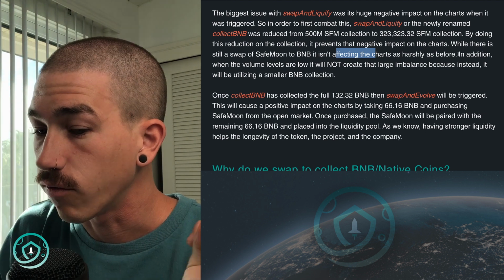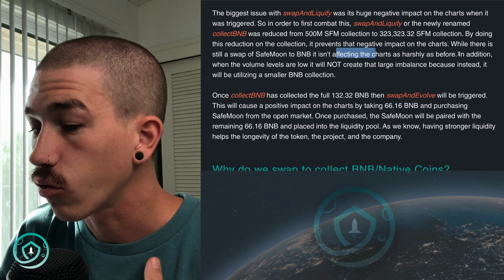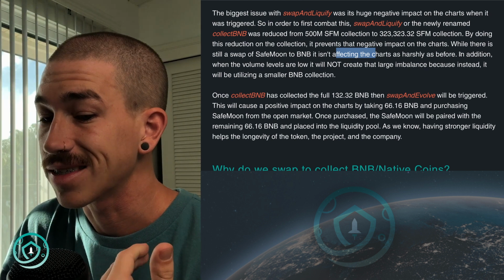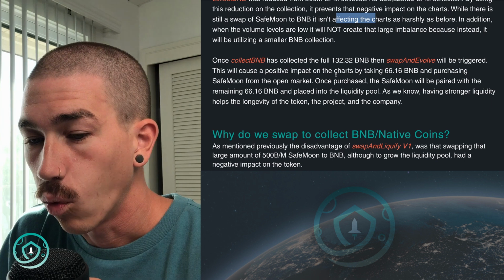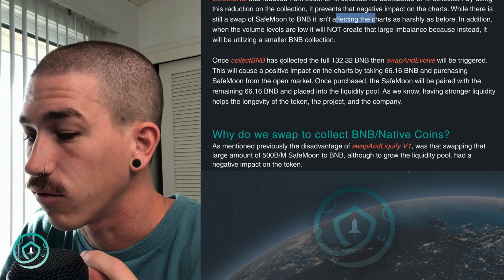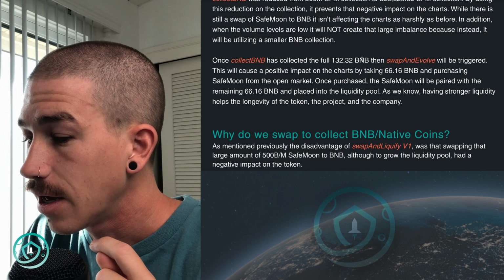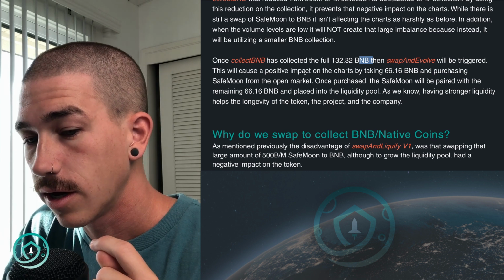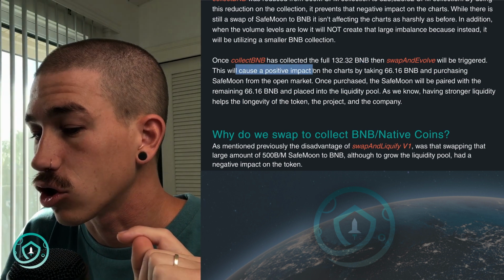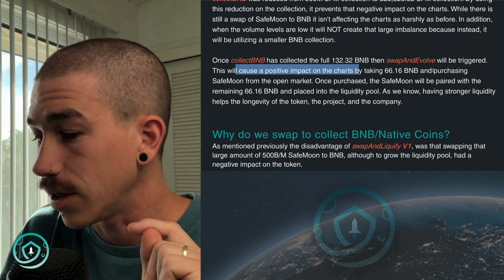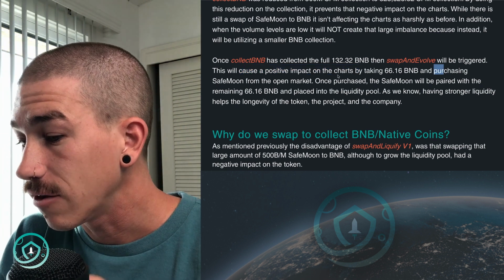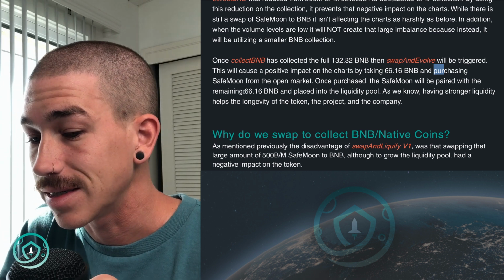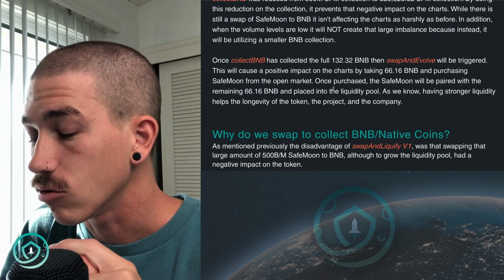In addition, when the volume levels are low, it will not create that large imbalance because instead, it will be utilizing a smaller BNB collection. Once collect BNB has collected the full 132 BNB, then swap and evolve will be triggered. This will cause a positive impact on the charts by taking 66 BNB and purchasing Safemoon from the open market. Once purchased, Safemoon will be paired with the remaining 66 BNB and placed into the liquidity pool.